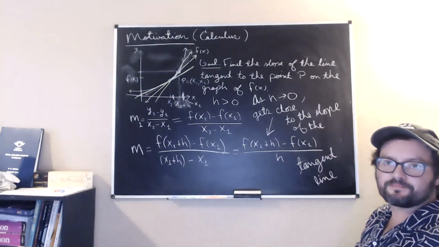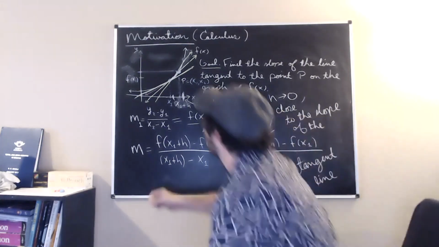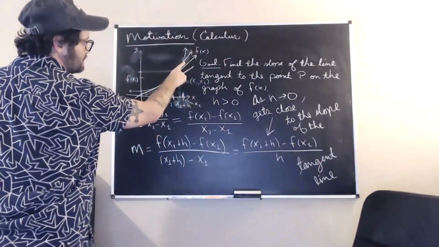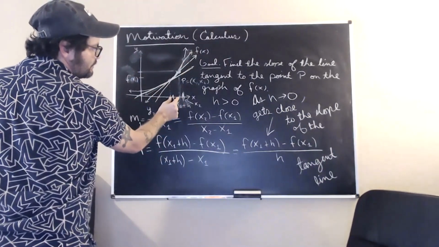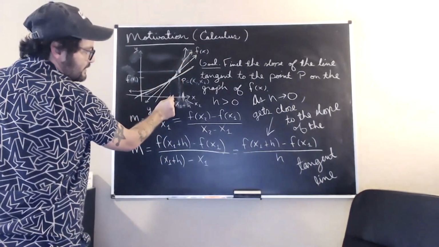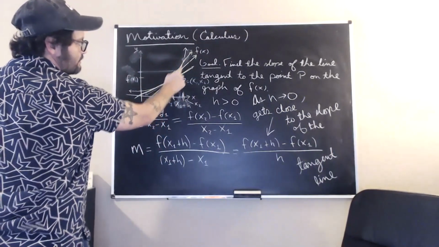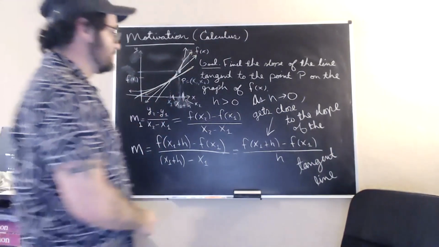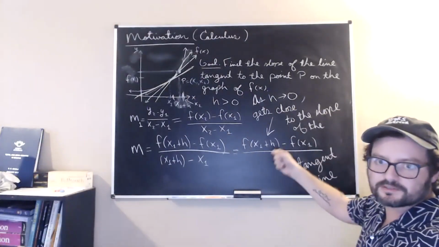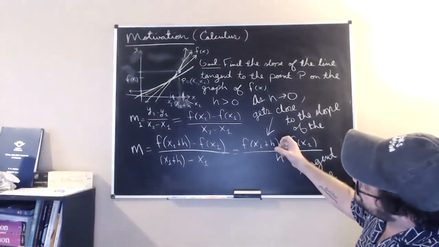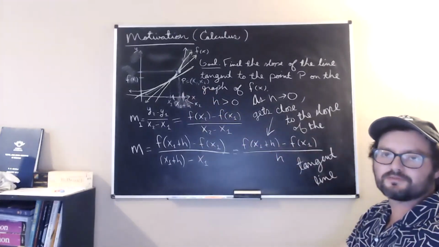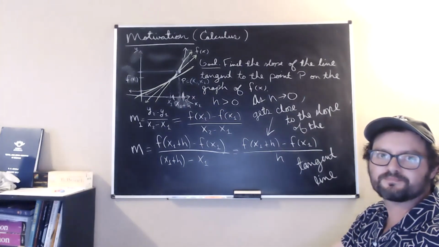That's the idea. So we added that much, we went there, we hit that point, found the slope. We added a little bit less, we found that point there, found the slope there. We add a little tiny bit right there, we get that slope. This value, as h gets smaller and smaller, is going to get closer and closer to the slope of the line tangent to that point P.